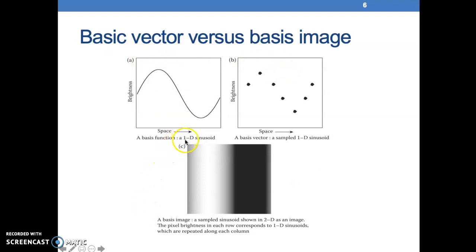If you have a 1D sinusoid, it is a graph. But a basis vector is a sample of a 1D sinusoid. So a basis image is a sample of a sinusoid shown in 2D. The brightness of each row corresponds to a 1D sinusoid, which is repeated along each column.